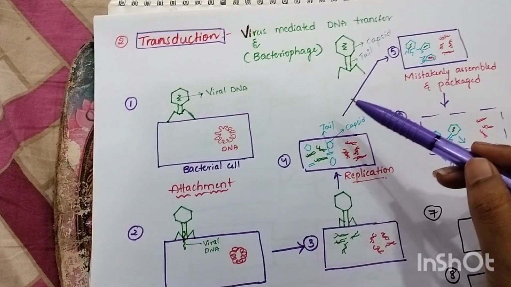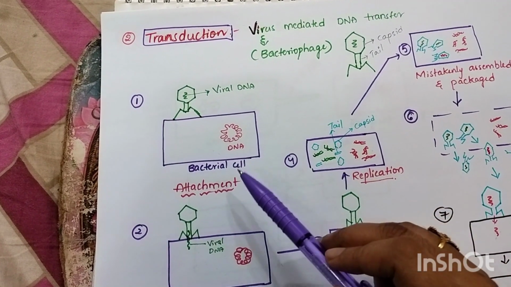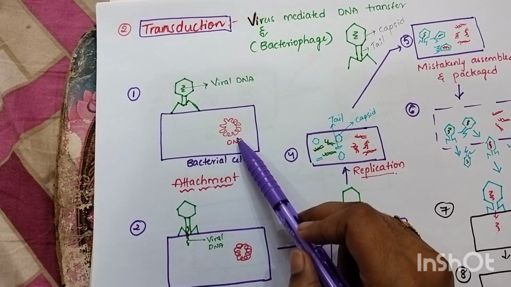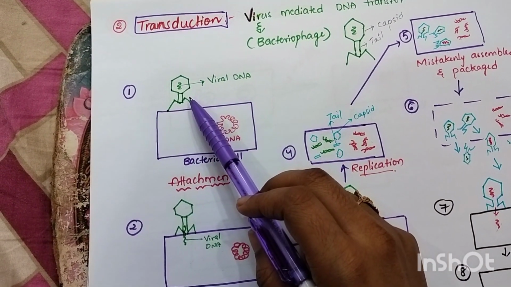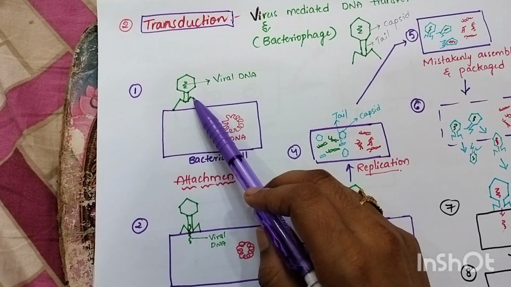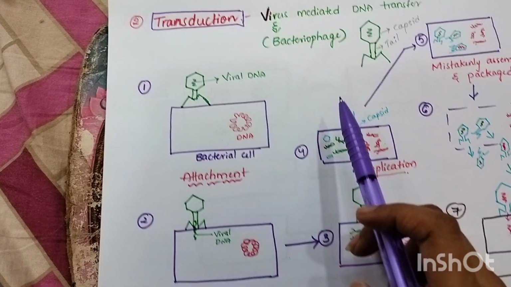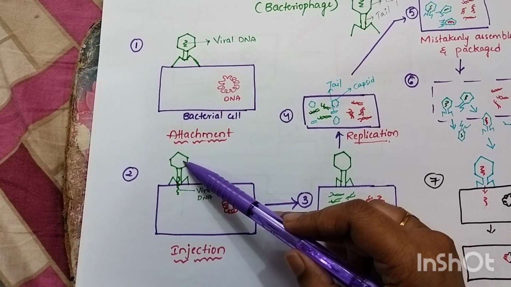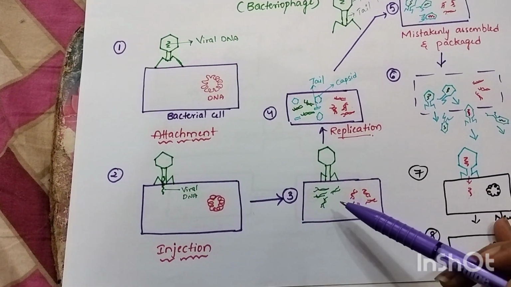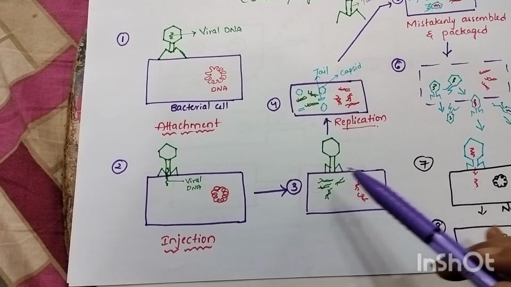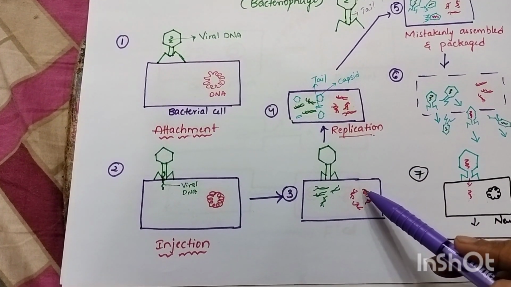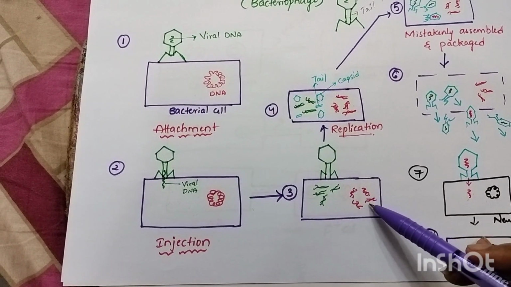Let's see the process of transduction. The first step involved in transduction is attachment. Here this is the bacterial cell which has its own DNA, and this is the viral cell. It has a viral DNA. This is called a bacteriophage. This bacteriophage comes and attaches to this bacterial cell. The second step is injection. That means this bacteriophage slowly injects its viral DNA into this bacterial cell. And then in the third step, the hydrolysis of this bacterial DNA occurs. That means this bacterial DNA undergoes fragmentation. It is broken down into some fragments.